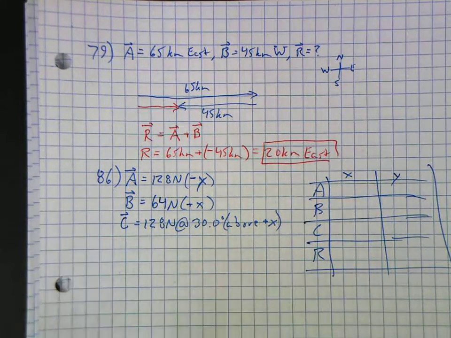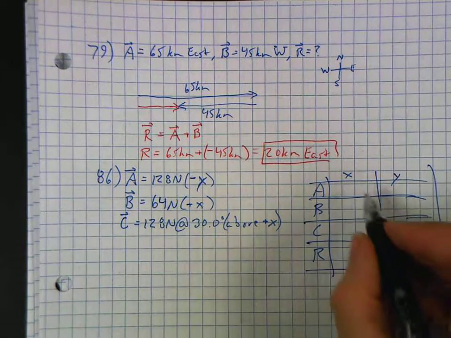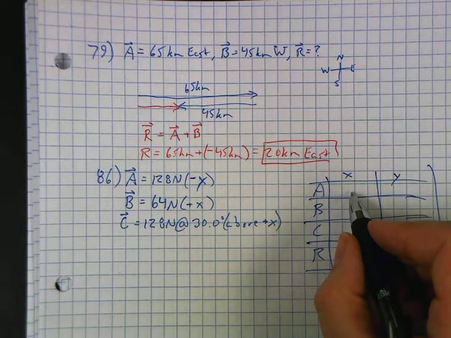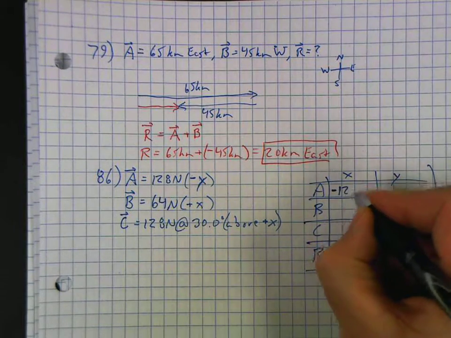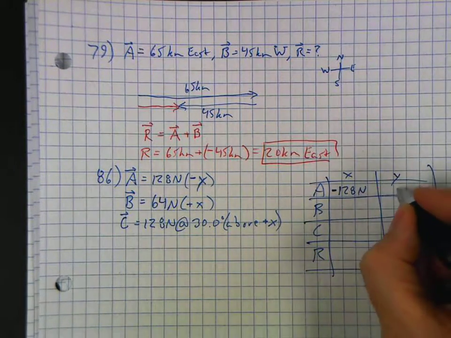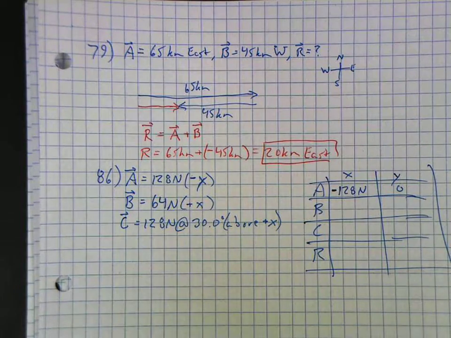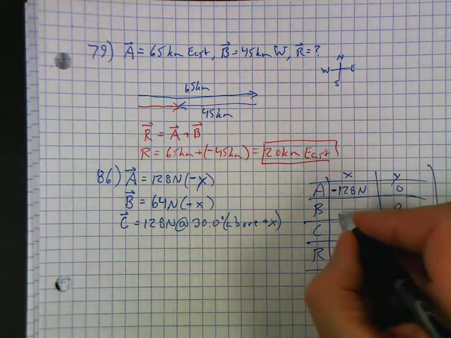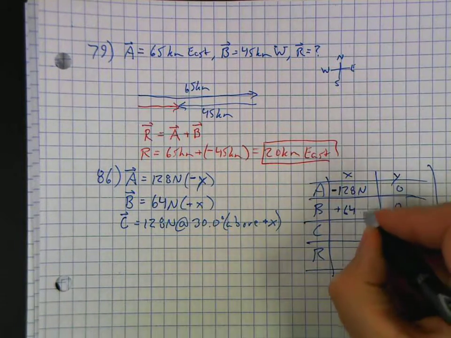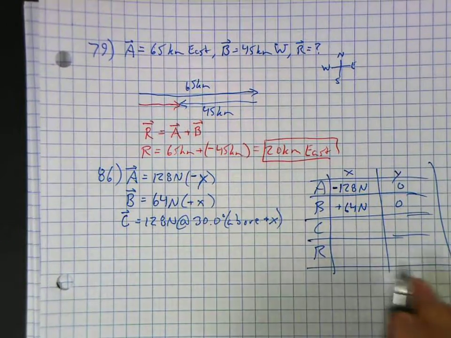All right. A is really easy. It is all in the x direction, but it is in the negative x direction, so we're calling the value of it negative 128 newtons. Zero of it is in the y direction. Likewise for B, it is not up and down. It was straight to the right, so that is a positive 64 newtons.